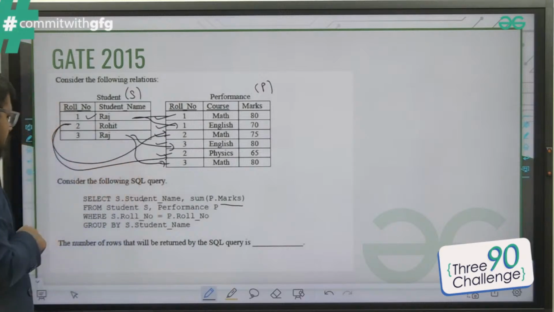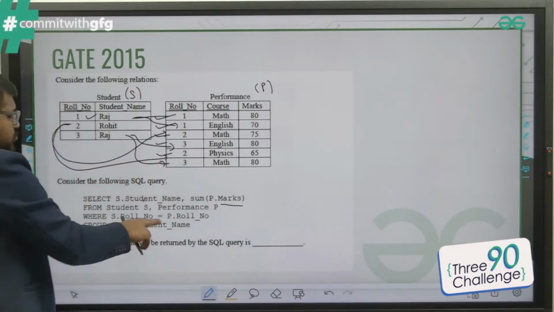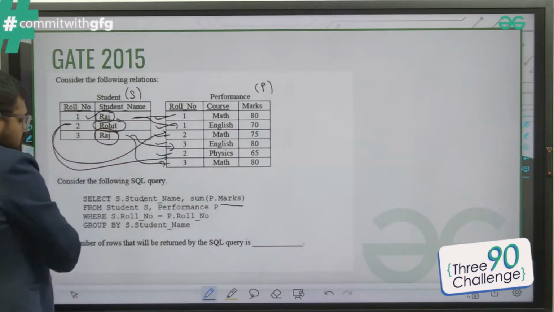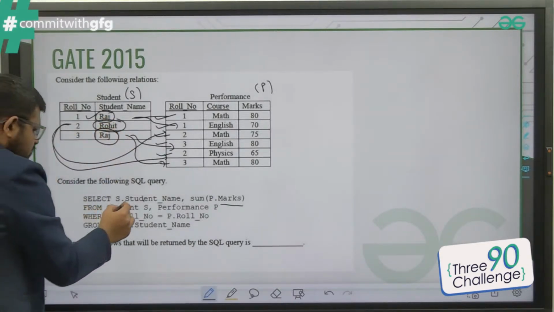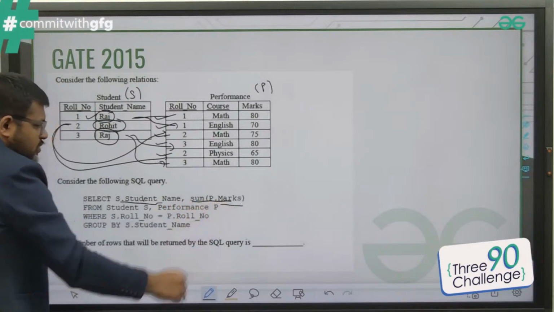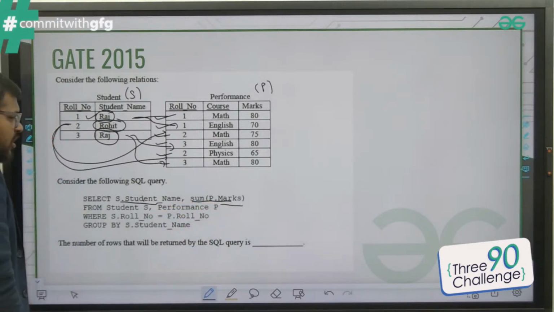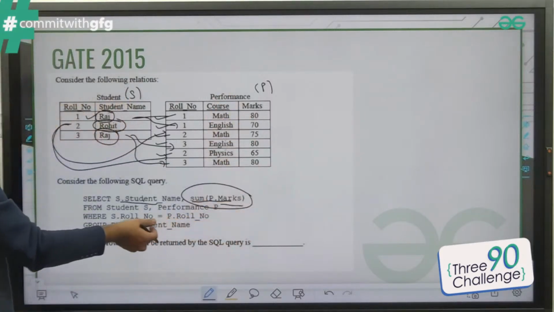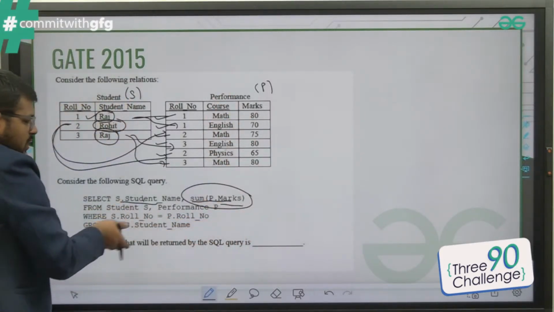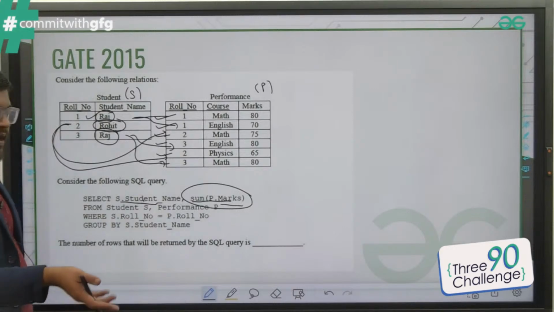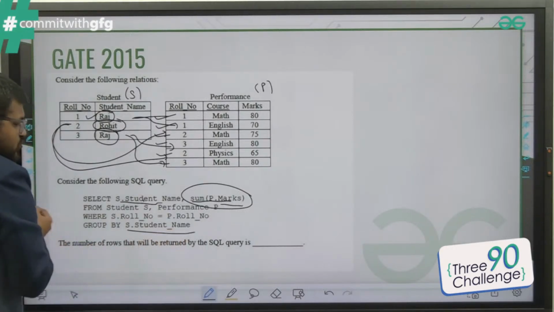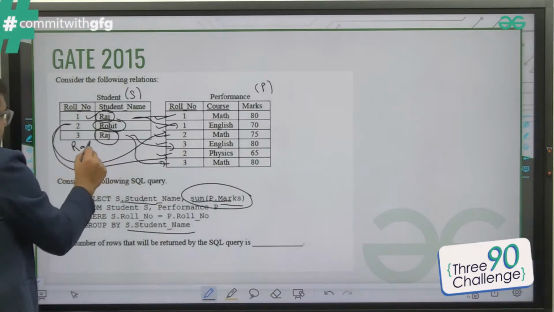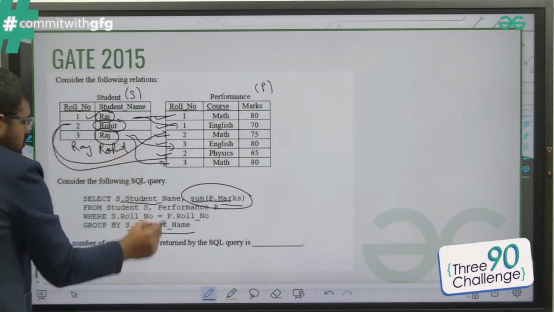Then you group the students by student name. So Raj is one group and Rohit is another group. And then you return student name and sum of the marks. Now please be careful here. Don't try to calculate the sum of p dot marks and generate all the answers. They have just asked the number of rows. The number of rows will be the number of groups. The number of groups will be the number of different student names. There are two different student names, so there will be two groups, one with the name Raj and another with the name Rohit. So your answer will be 2.